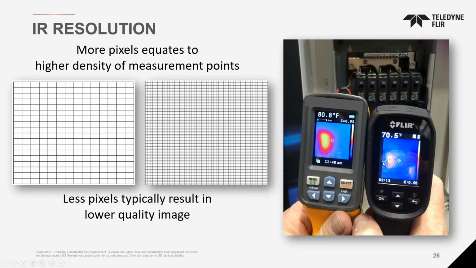Right here, you can actually see on the right, the wire is right in the front. Why do you see it? Because even though the screen size is the same, this camera has more pixels than the one on the right.